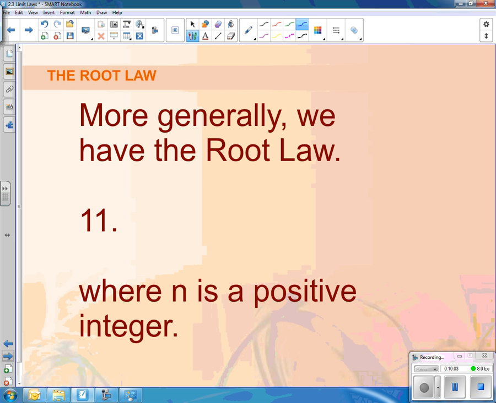And finally, we have the 11th and last limit law, which is the root law. So this one we're looking at the limit as x approaches a of the nth root of a function is equal to the nth root of the limit of the function at that value a. Keep in mind n is still a positive integer here.